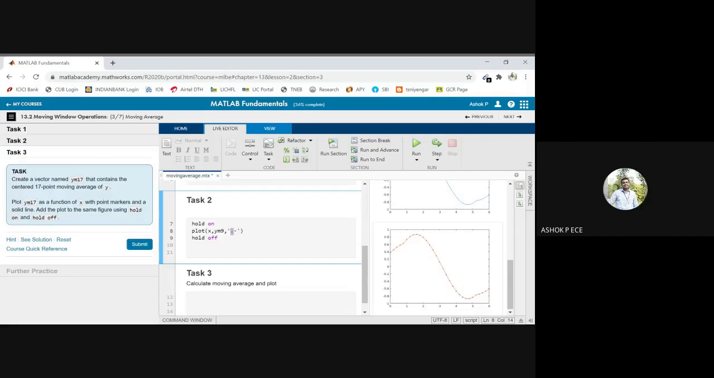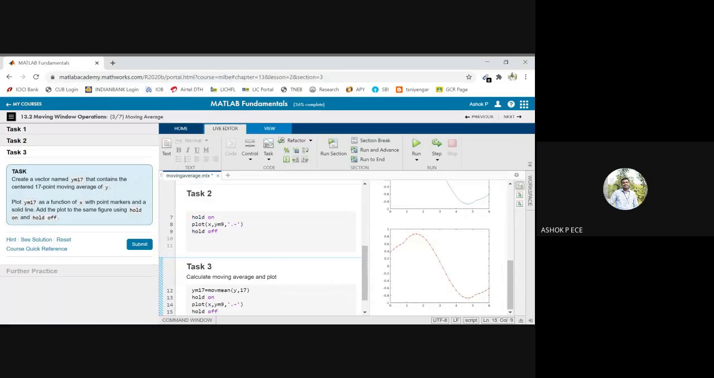Create a vector ym17 that contains the centered 17-point average of y. Okay, so ym17 equals movmean of y comma 17-point average, and plot ym17 as a function of x with markers and the whole same thing. Okay, so I'm going to do the same thing. After calculating, I'm going to plot this ym17.